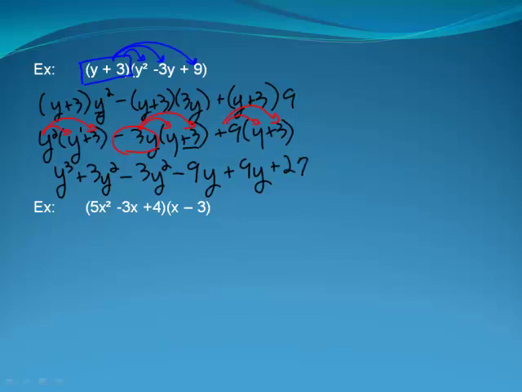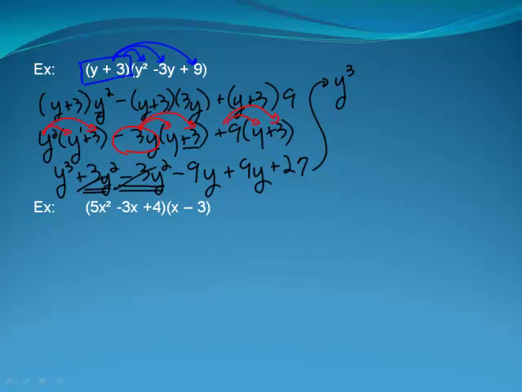Okay, combine any like terms. We're going to bring it up here. We've got y cubed, and that's the only y cubed term, so there's nothing to combine there. We've got a 3y squared and a minus 3y squared. 3 minus 3 is 0 y squareds. 0 times anything is 0, and so these two terms cancel themselves out.